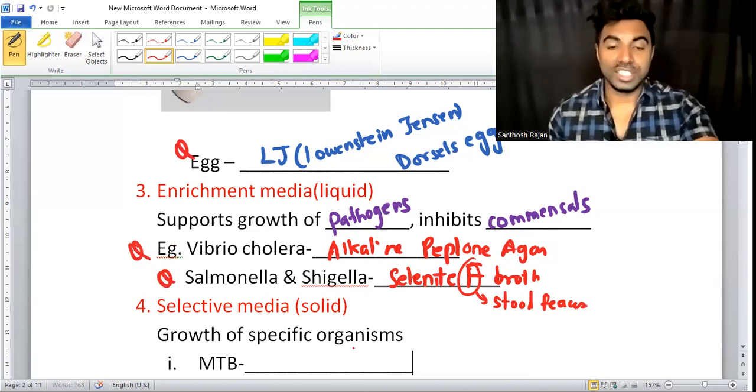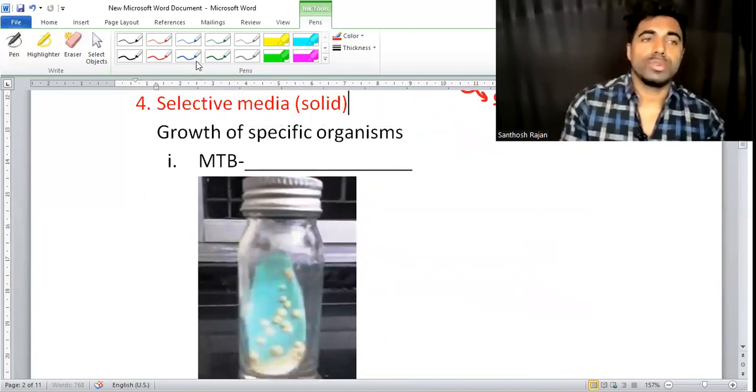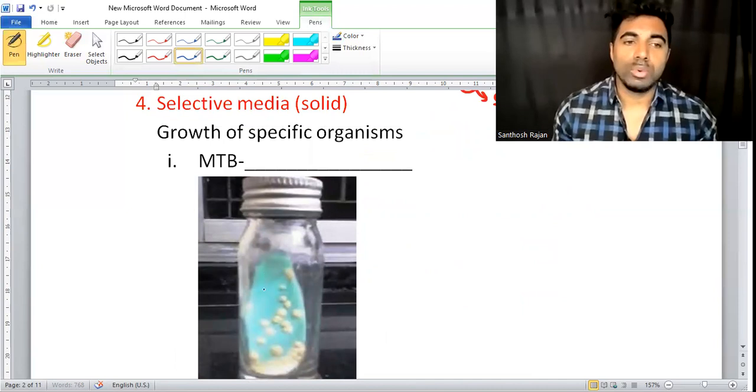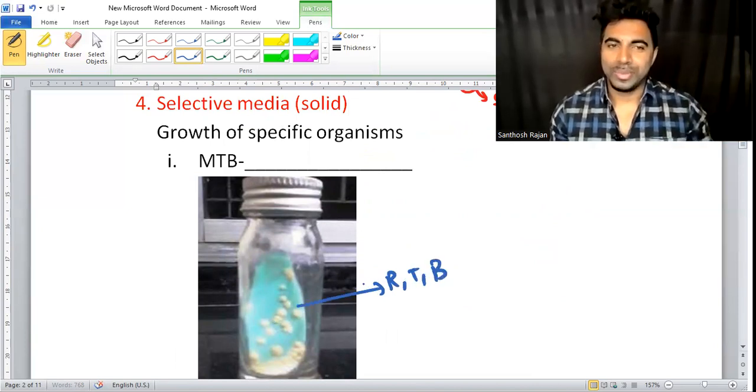Now, selective media is very important, my favorite too. What is the selective media for Mycobacterium tuberculosis? Can you see this picture and identify what is this blue color? There's only one media which has this blue color, and you see rough, tough, buff colonies. Rough, tough, buff. We're going to talk more later.